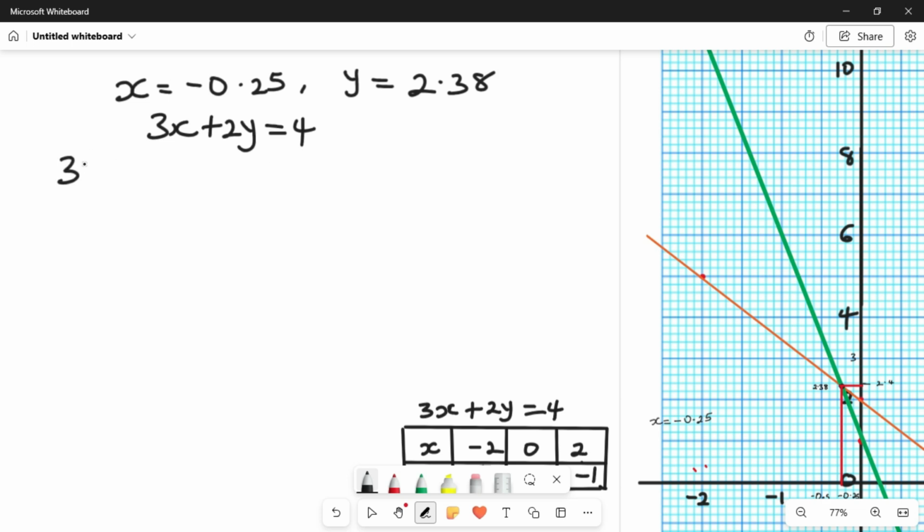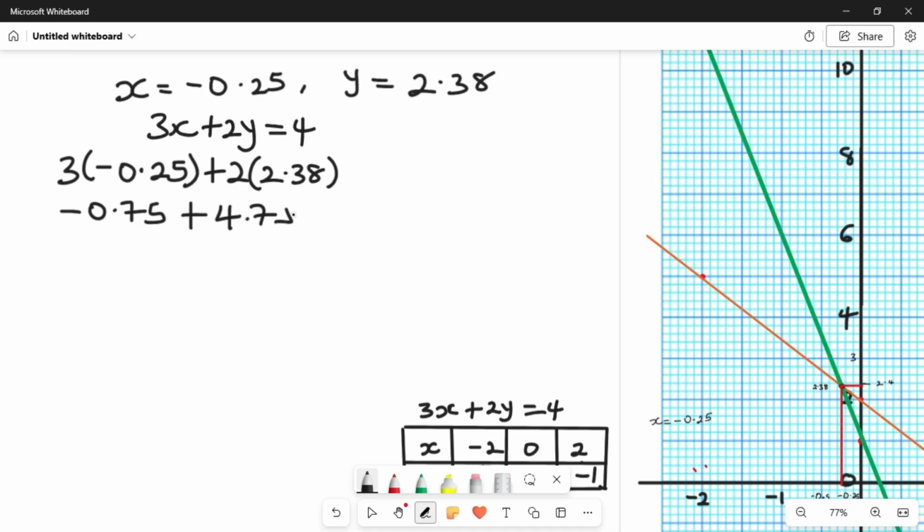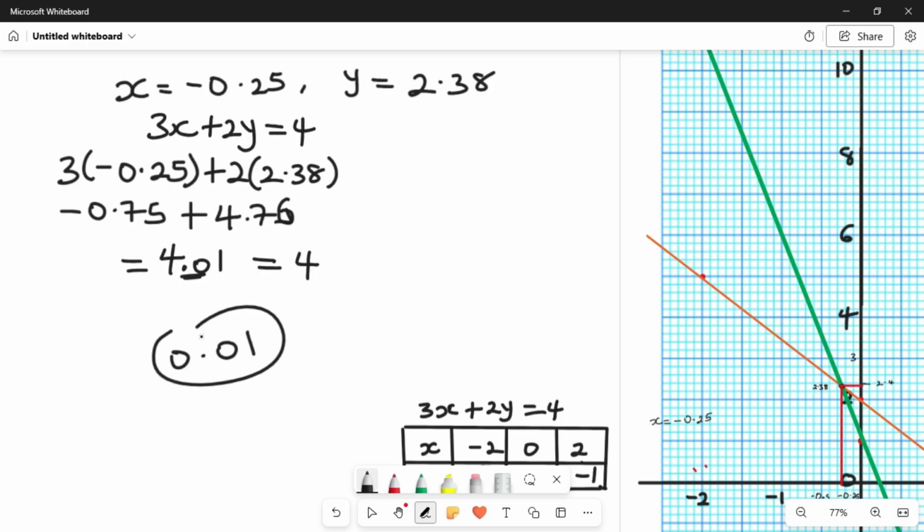So we have 3 times minus 0.25 plus 2 times 2.38. This is going to give us minus 0.75 plus 4.76. If we simplify this, minus 0.75 plus 4.76, we should have 4.01. So 4.01, our left hand side, equals 4. So we have an error of 0.01, which is not too much.